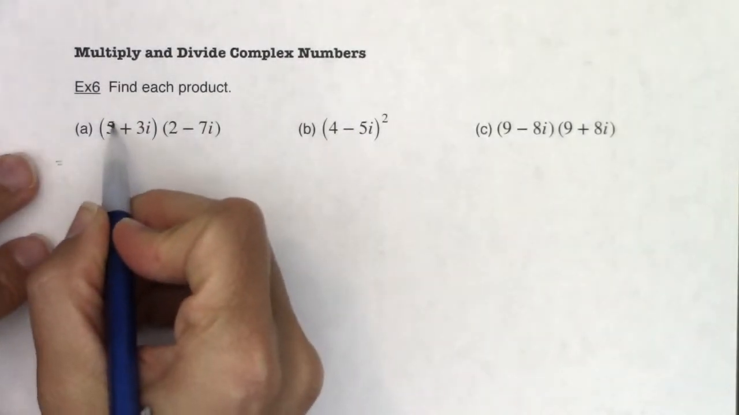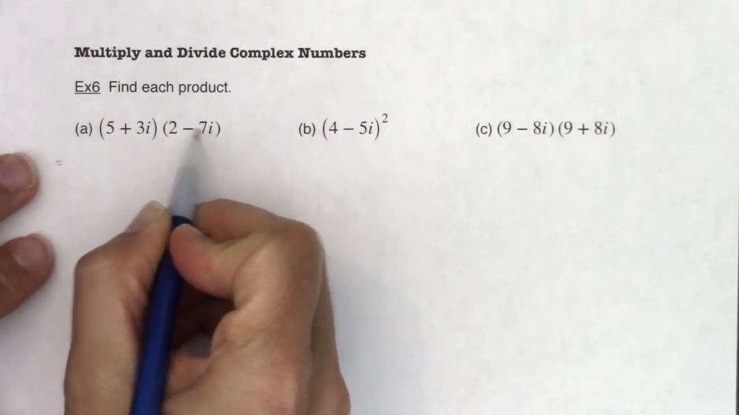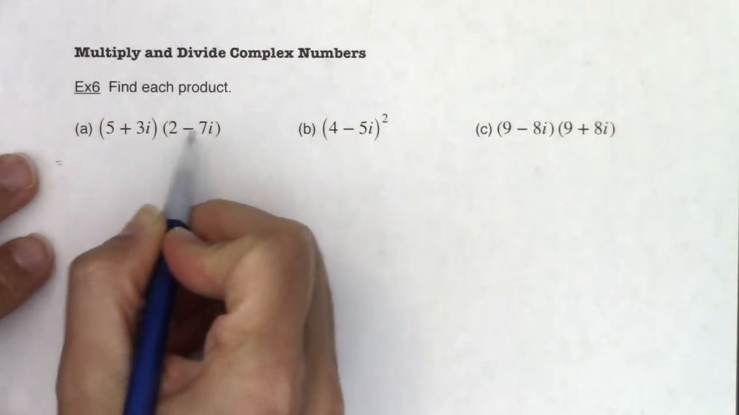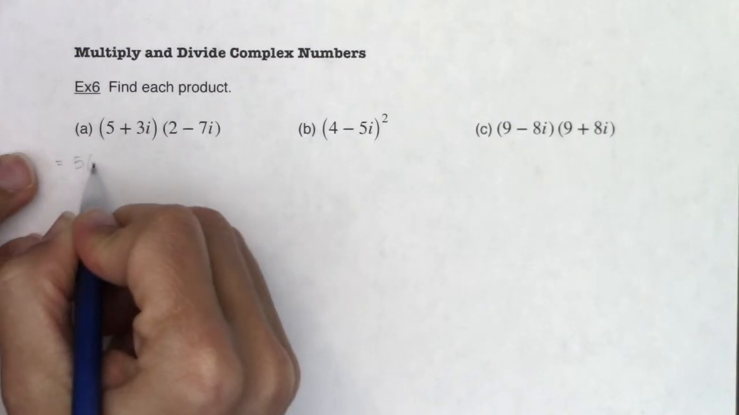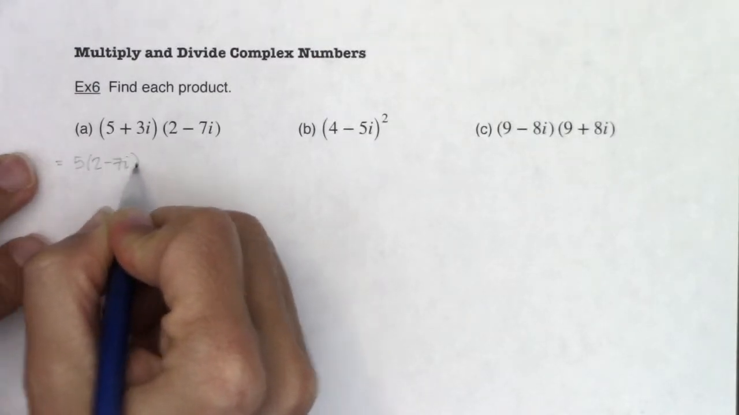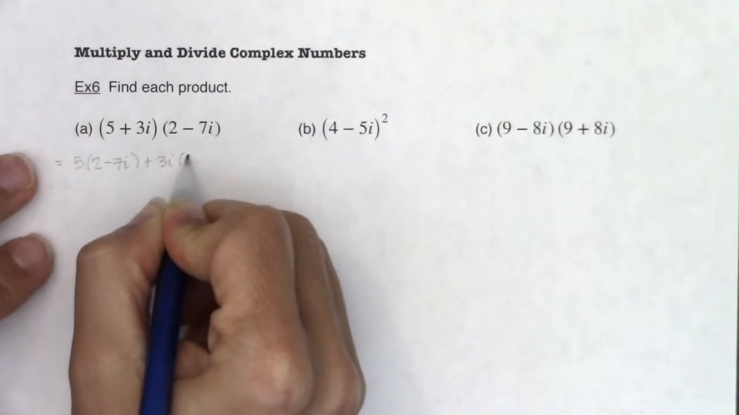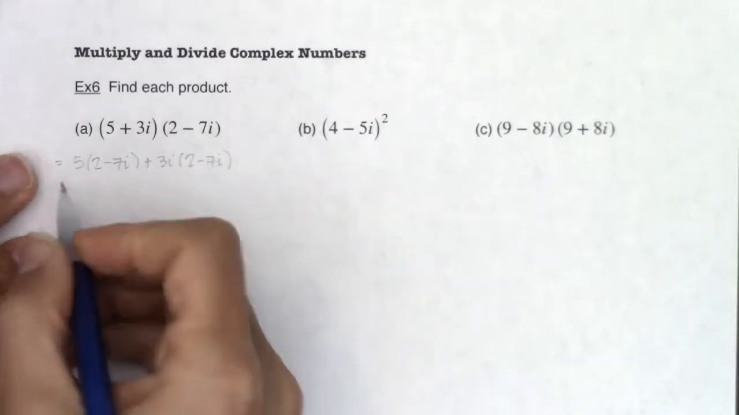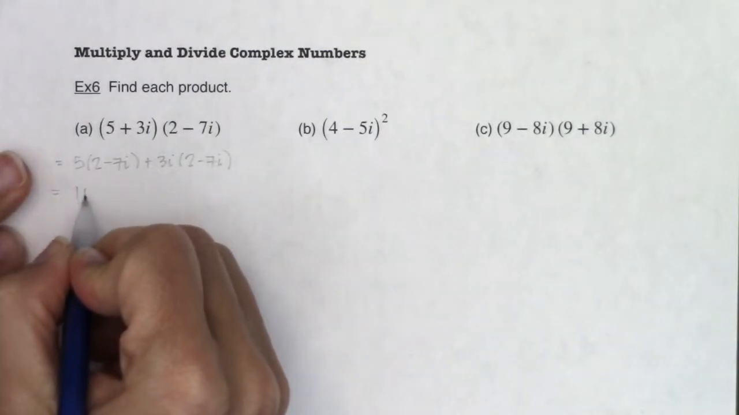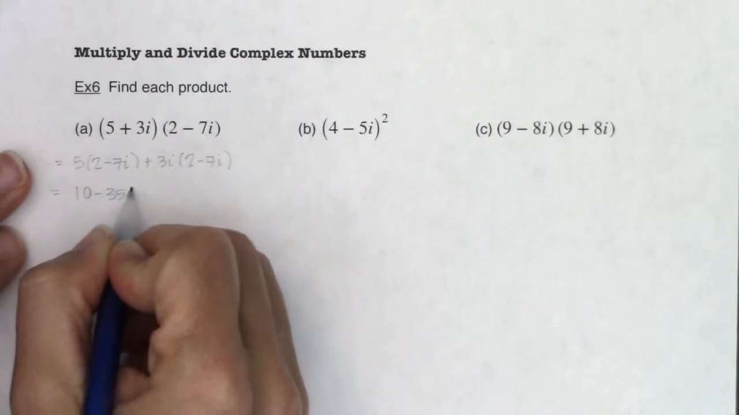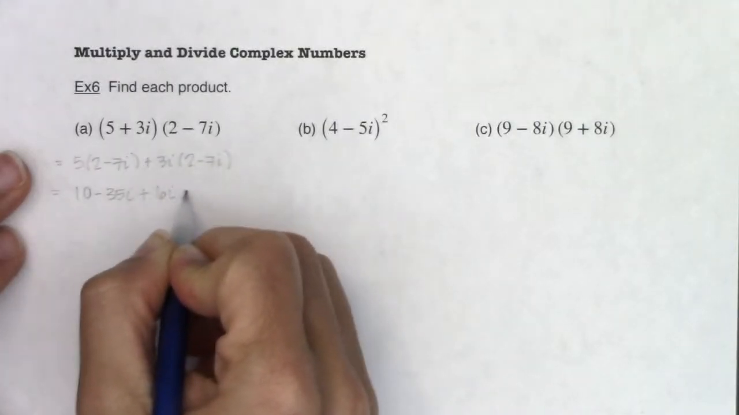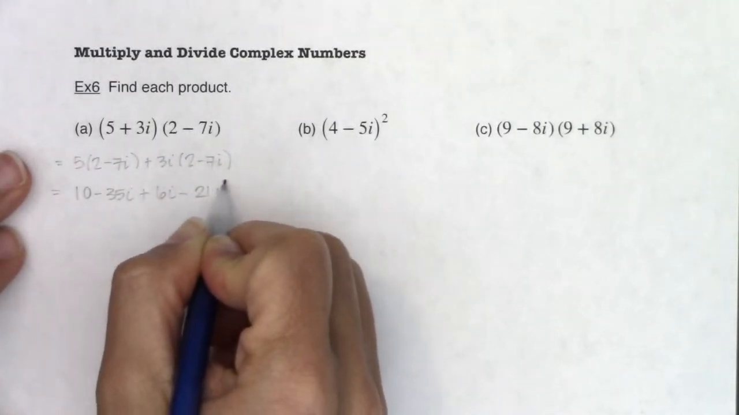So I'm going to distribute the 5 to the 2 minus 7i, and I'm going to distribute the 3i to the 2 minus 7i. I will add to that 3i to 2 minus 7i. And let me keep distributing. So we've got 10 minus 35i, plus 6i, minus 21i squared.